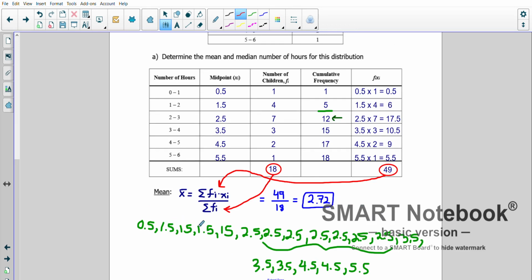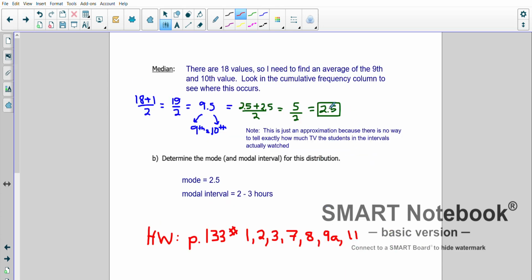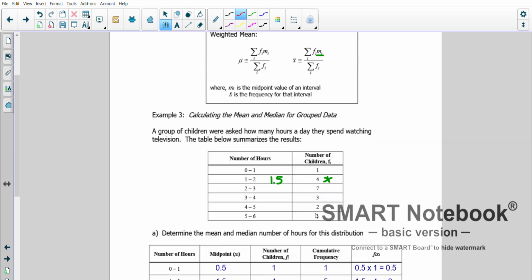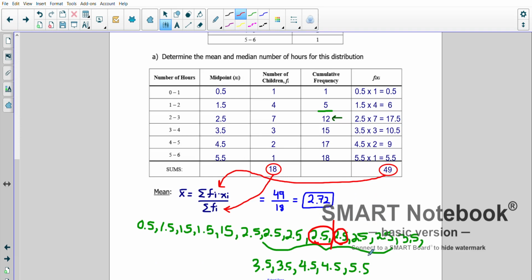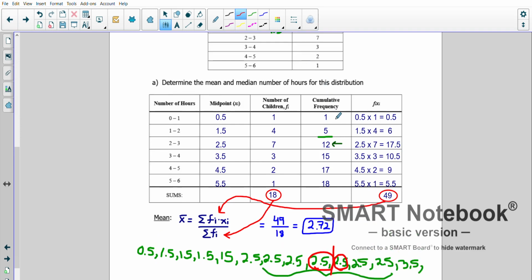1, 2, 3, 4, 5, 6, 7, 8. Here's the 9th. Here's the 10th. I would average those out, and you would get 2.5, which is what I have here. But how are you going to do that without writing out the list? Well, that's where the cumulative frequency comes in handy.